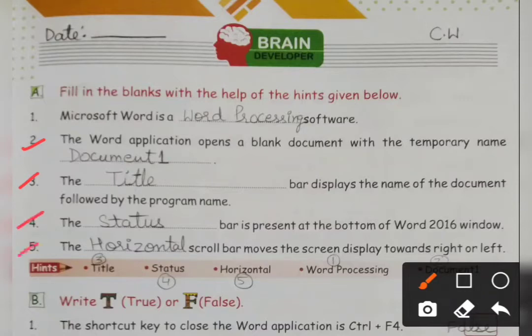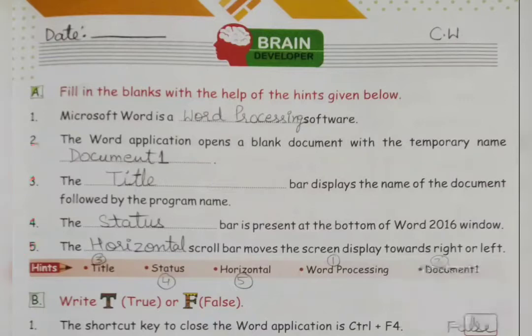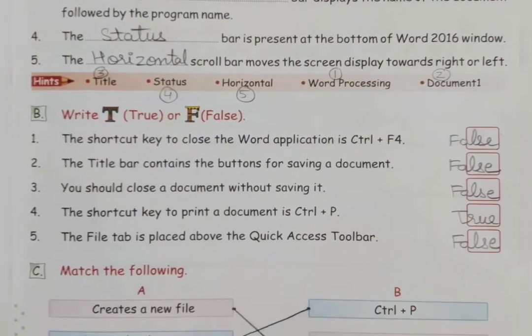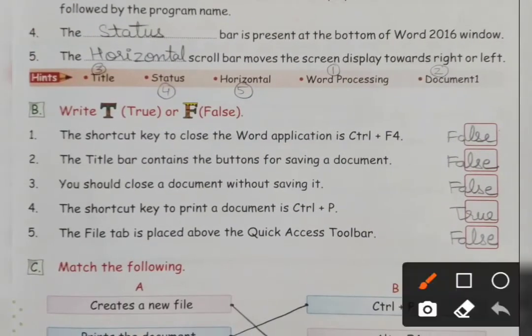And the last fill up: the dash scroll bar moves the screen display towards right or left. The answer is horizontal. Please match the spellings, HORIZONTAL. And in the hint box you have to mark the answers also, like I have marked. You can see here. Then comes, on page 55, true false.